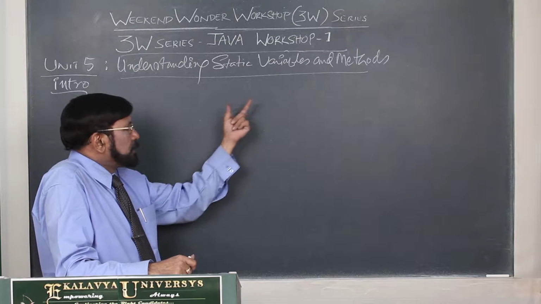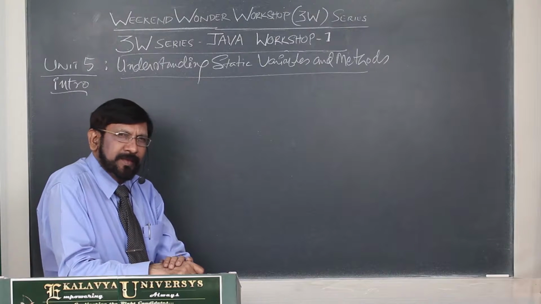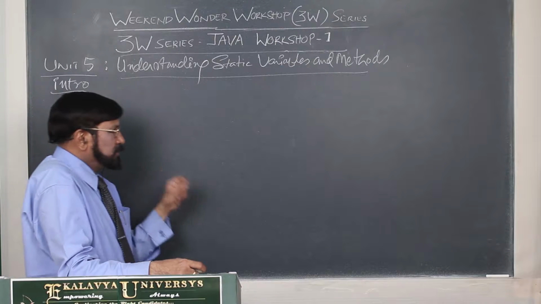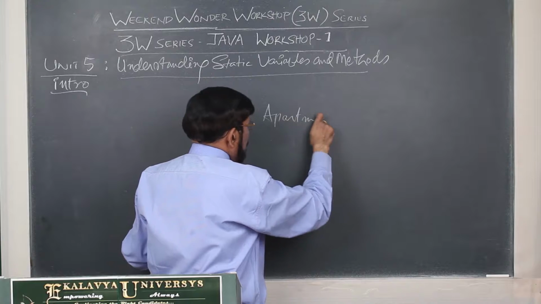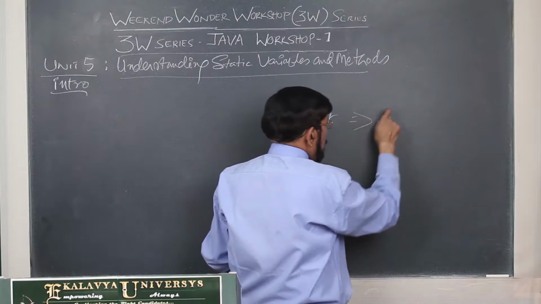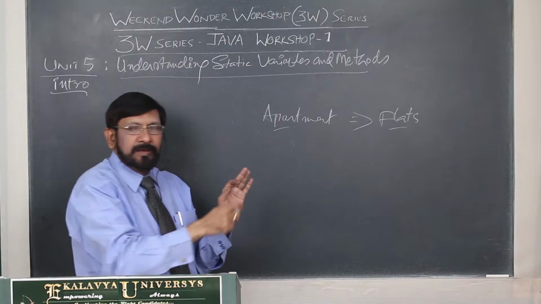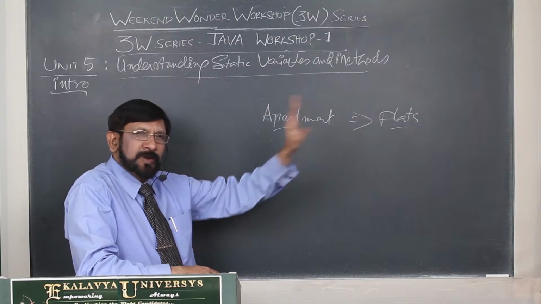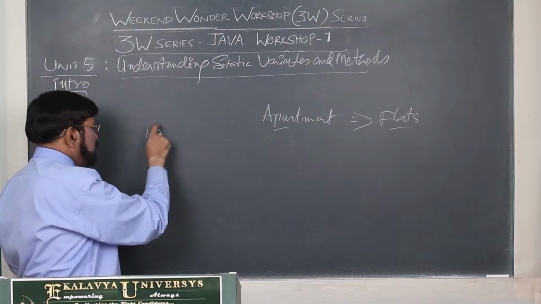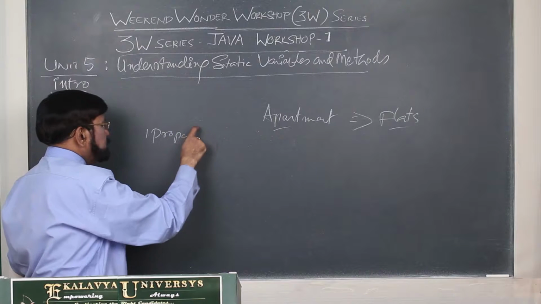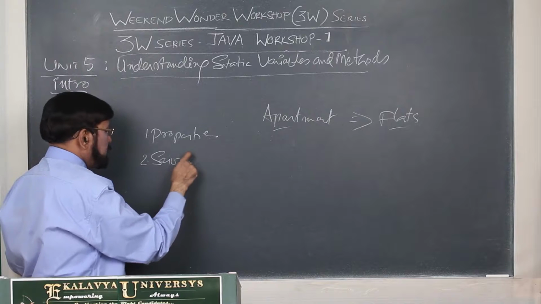Now, here, static variables and static methods. For this purpose, I give you a wonderful example: apartment and flats. Every apartment is a composition of a number of flats, that you know. Now, in this, you can find certain properties, and you can find some servants.